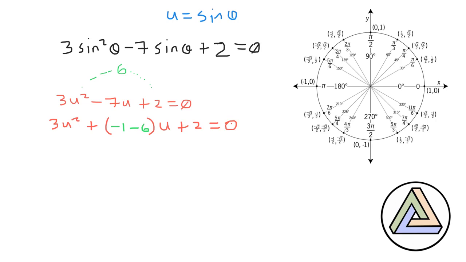Now, why is that okay for me to just go from here to there? Because if we worked backwards, if we did negative 1 minus 6, well, that would be a negative 7u. Well, that's what we have up here. So that's why I call it the bomb method, because we're taking this middle coefficient and we're exploding it into two component parts. It's like a popcorn kernel in your microwave, and you apply the heat to it and it explodes like that.